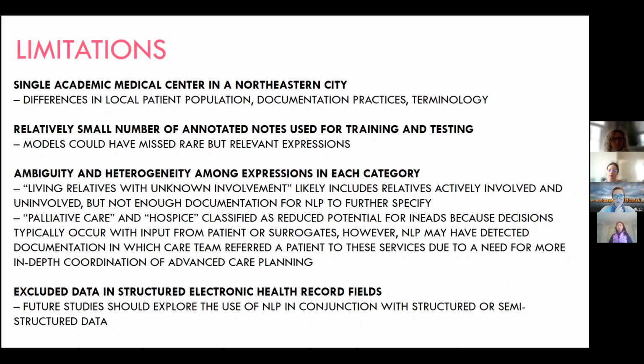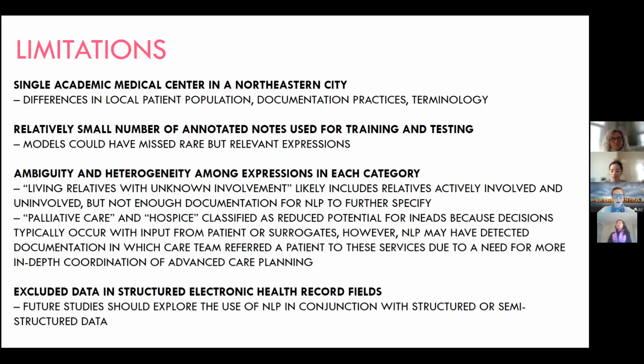Living relatives with unknown involvement. This likely includes relatives who are actively involved and who are not actively involved in the decision making, but there's simply no way that the NLP would have enough documentation to further specify this and help us understand the level of involvement with those people. So that's why they're in a category by themselves. Yes, they exist, but we're not sure what they mean to this patient.